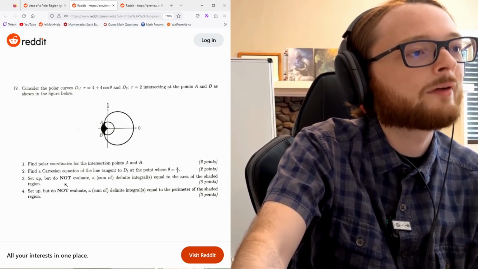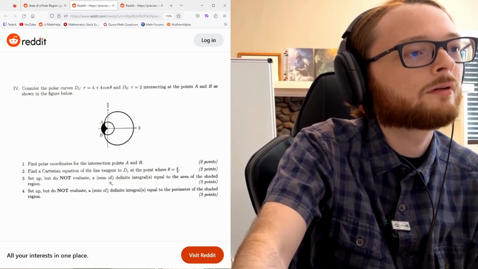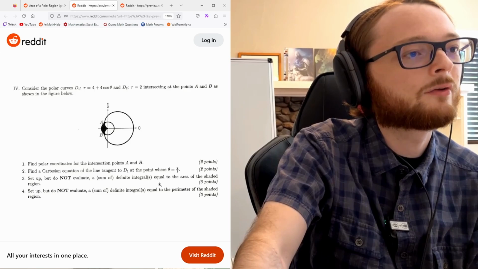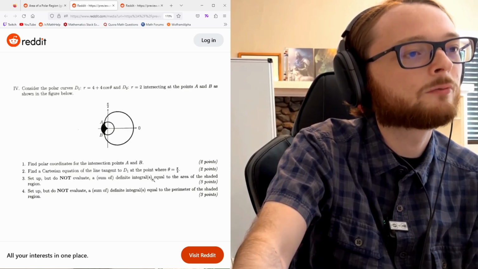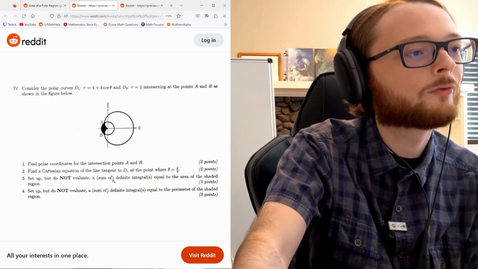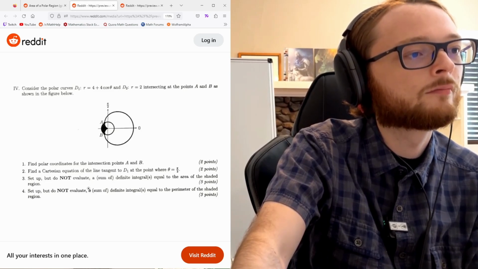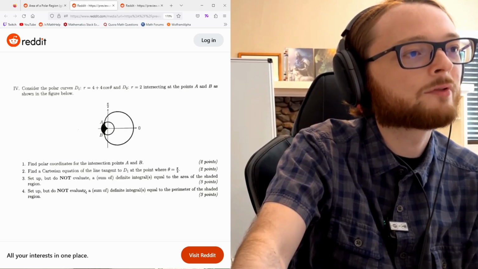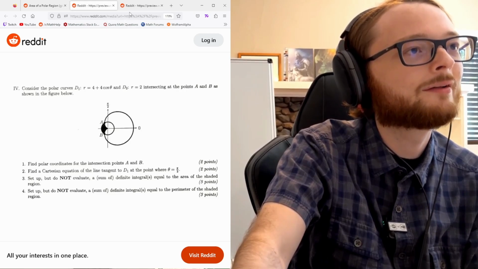Set up, do not evaluate, a sum of definite integrals. Oh, potentially one or more integrals of the shaded region. Ooh, and they need to do the perimeter of the shaded region. Okay.